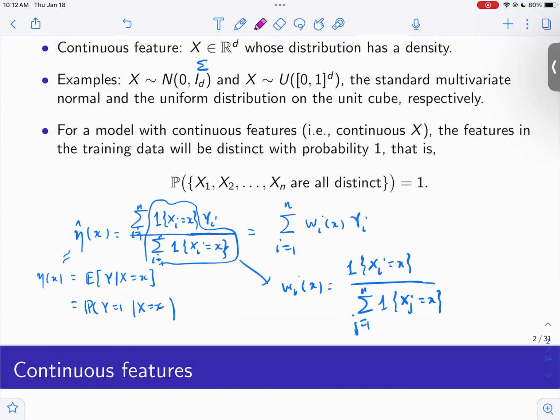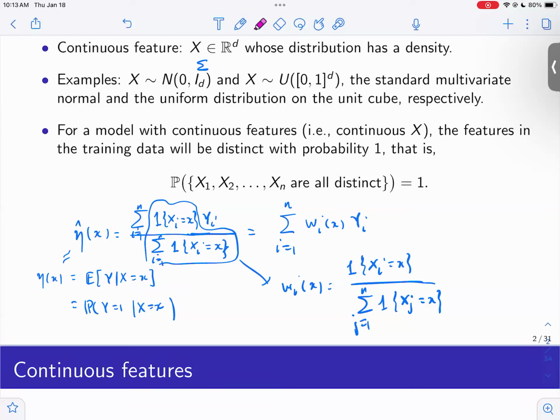So effectively, for a given x, you look at which training data points match x, meaning which training points have features xi that match x. Over those, the weight is going to be 1 over how many of those there are, and 0 elsewhere. So we are averaging over all the training data that share the same feature as x.